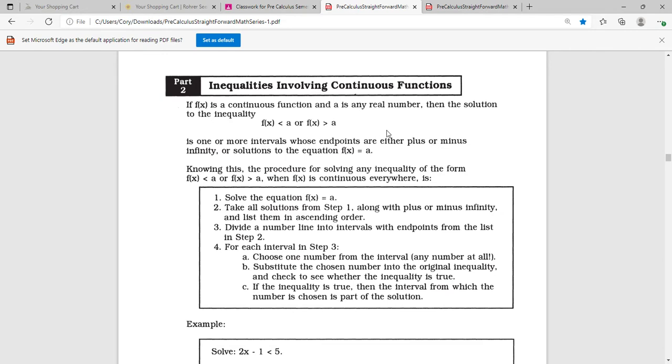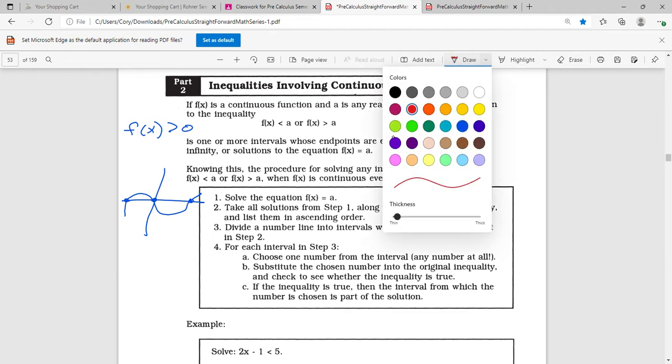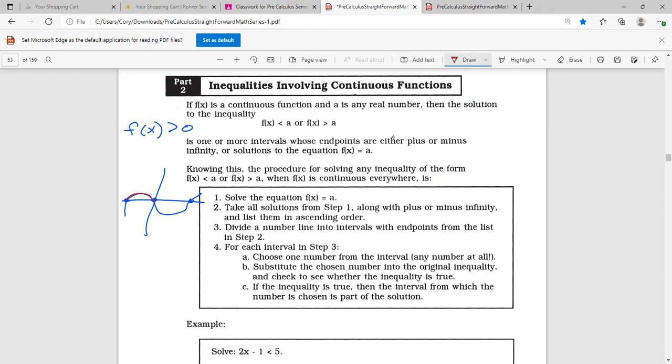So in the last one we saw an inequality, for example, if we had f of x is greater than 0, right? And here's our graph, and then our inequality goes like this. We want the intervals where it's above the line 0. And right there wouldn't count, right? So the only one on this graph that's above 0 is going to be this part.